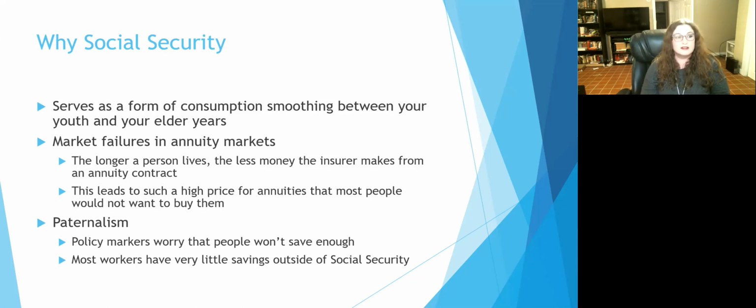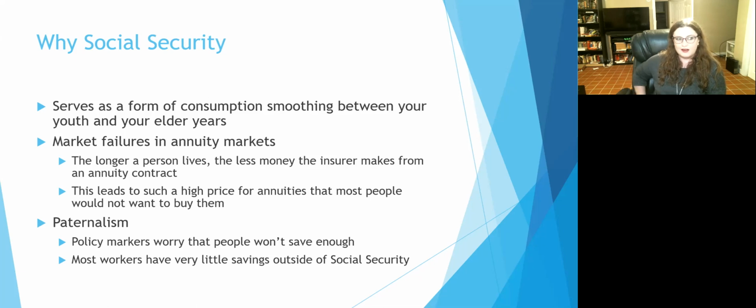So market failures exist, right? This is any time where our social marginal benefit and social marginal costs do not align with what our private marginal benefit and private marginal costs are. Market failures in annuity markets and these long-term payments, well, the most simple one that we see is the longer a person lives, the less money the insurer makes from it, right? If we have an annuity contract where we tell someone, if you make us this amount of payment, we will pay you X amount every month until you die.